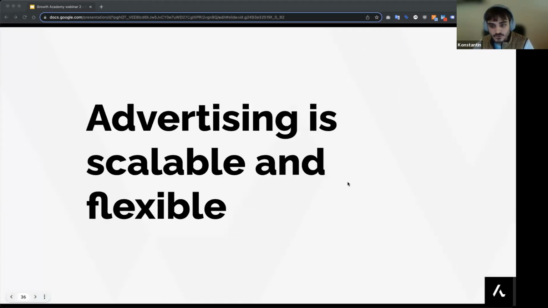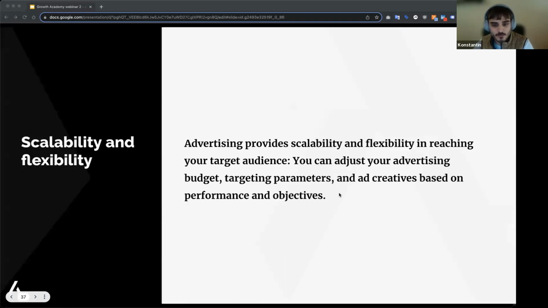And doing this, this is kind of like my favorite spot, because advertising is very scalable and it's very flexible. So we're in full control. When we do advertising, it provides us the scalability and flexibility of reaching our target audience. We can adjust everything when it comes to budgets, targeting, creatives, performance. We're in full control. And this gives us agility to scale things very rapidly and quickly.